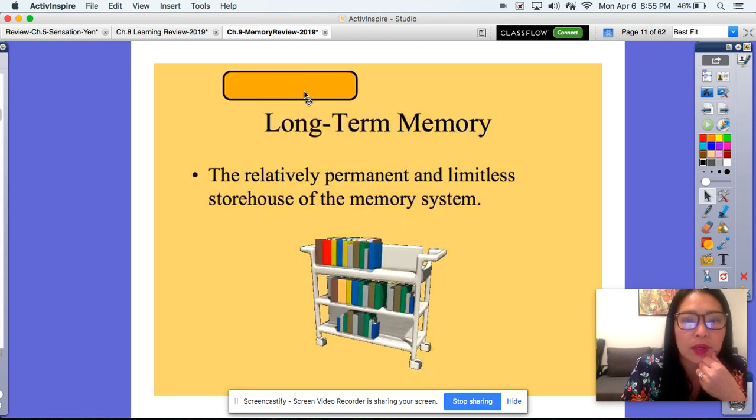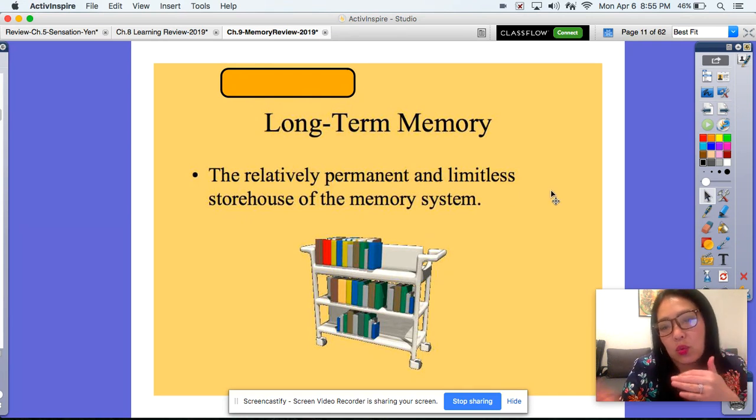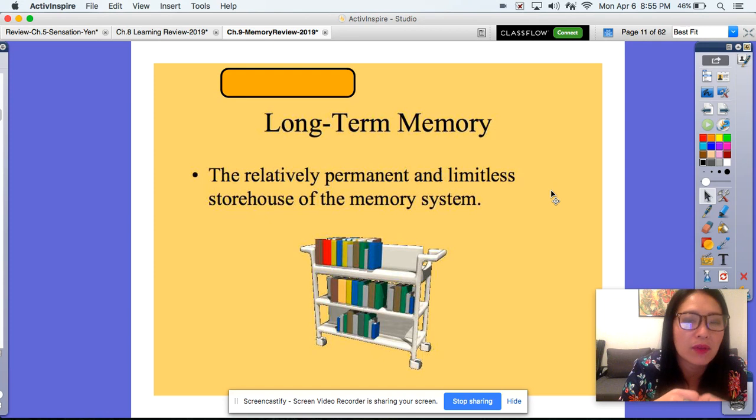Okay. Then our last part is long-term memory. This is relatively permanent and limitless. Over your lifespan, you are going to have a ton of long-term memories. Whatever you remember now from childhood is probably going to always be in your memory for the long haul, because it's already been 15, 16, 17, 18 years. So the childhood memories that you still have will probably stay with you into adulthood.